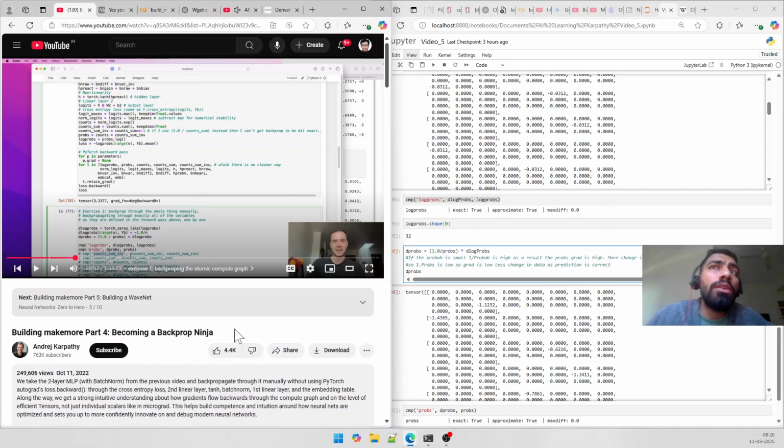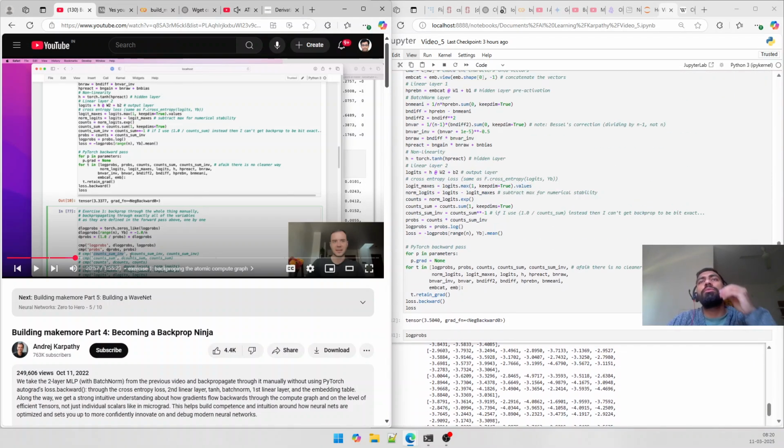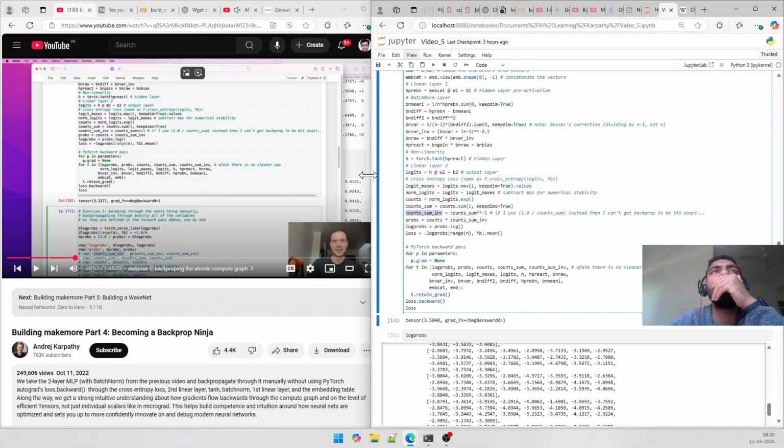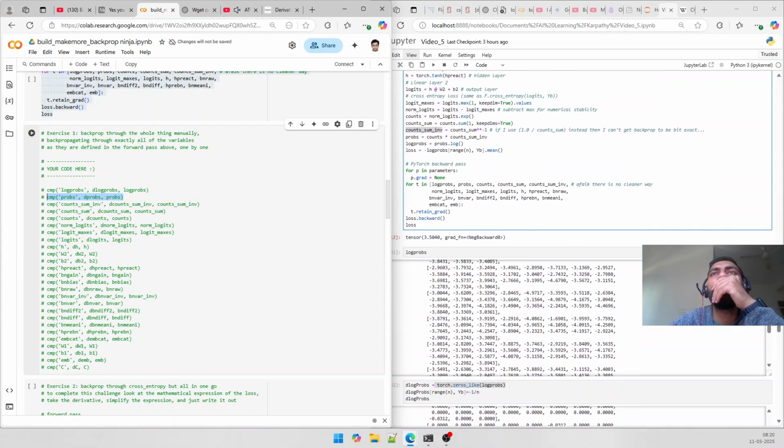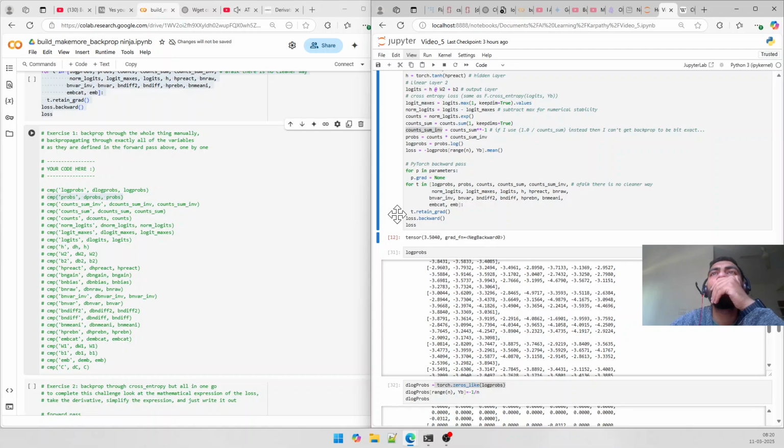That is one. Next, what we are doing is, with respect to this individual, count sum inverse. So this is what count is, and then divided by the sum of that. That's what is happening here.